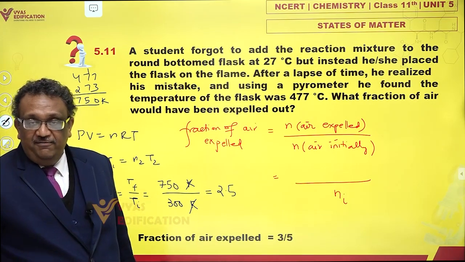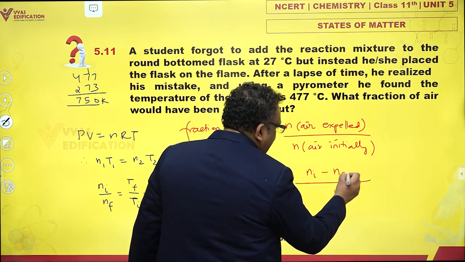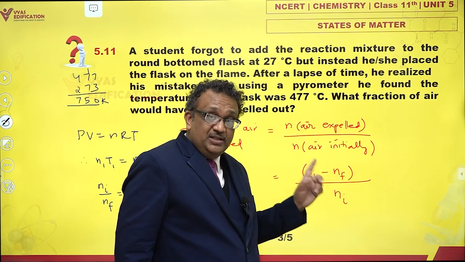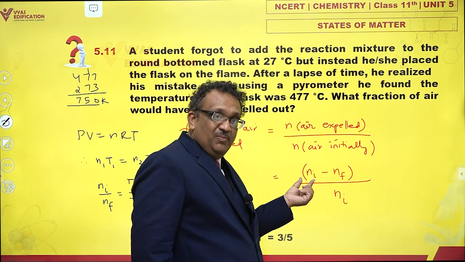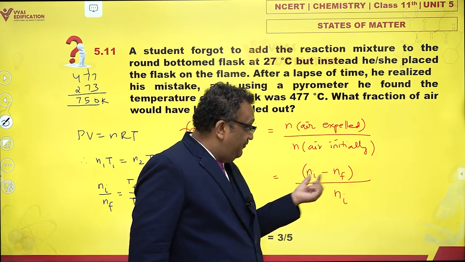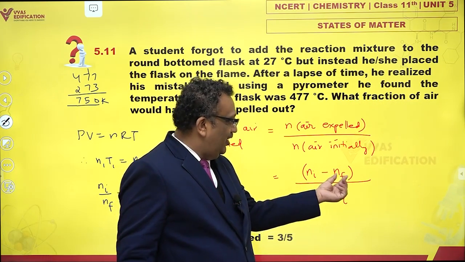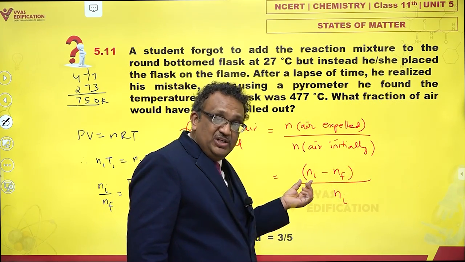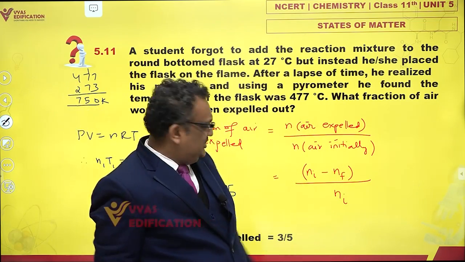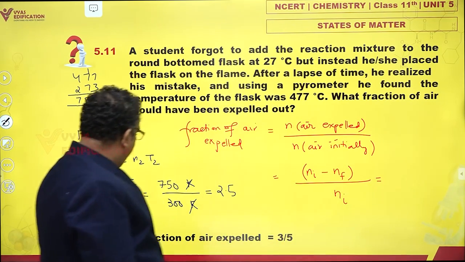Finally it is Nf. So what is expelled? Whatever was there minus what remains. How did I get this? I repeat, initially I had some number of moles. Finally, I am left with some number of moles. The difference is nothing but the number of moles of air expelled. Otherwise, why will final be different from initial? Final is different from initial because some moles have been thrown away. Yes, good. Of course, I have a relation.